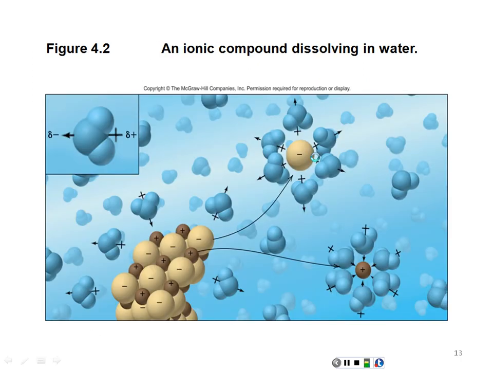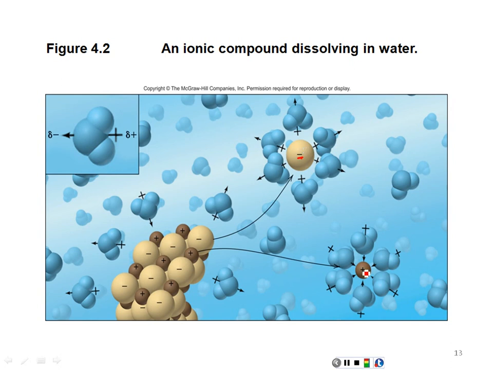Figure 4.2 shows what it's like on a molecular level when an ionic compound dissolves in water. And the negative ion, shown here, water interacts with that negative charge by putting the positive dipole side of the molecule towards that negatively charged ion. So it forms a cage around it, in a sense.